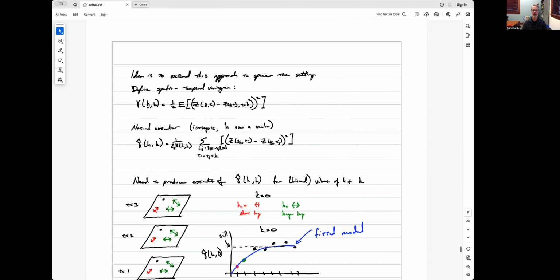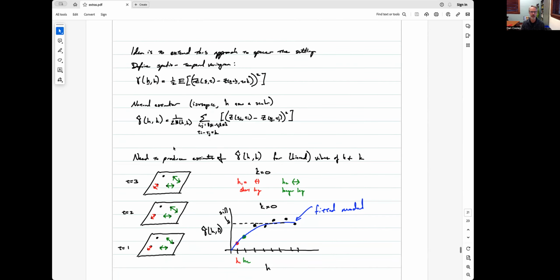Okay, so the idea is let's extend that approach to the space-time setting. And so we're going to define the spatiotemporal variogram this way. It looks basically the same as before, only now instead of just being arguments of space, now we've got Z as a location in both space and time.